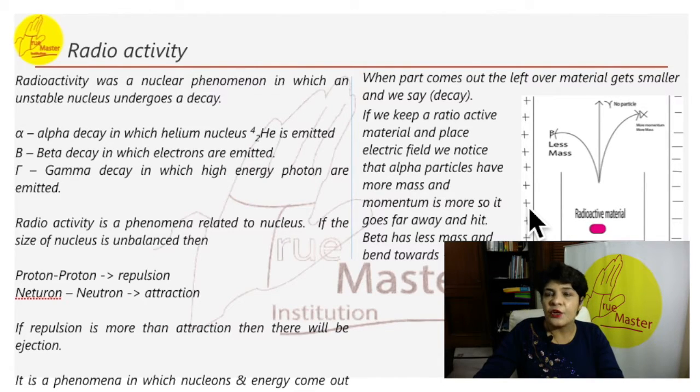Gamma rays are not deflected. These are the gamma rays. They are not deflected to either side. Gamma rays are not deflected by electric and magnetic fields, indicating that they do not carry any charge. They travel with the speed of light. What is the speed of the gamma rays? It is the speed of light.